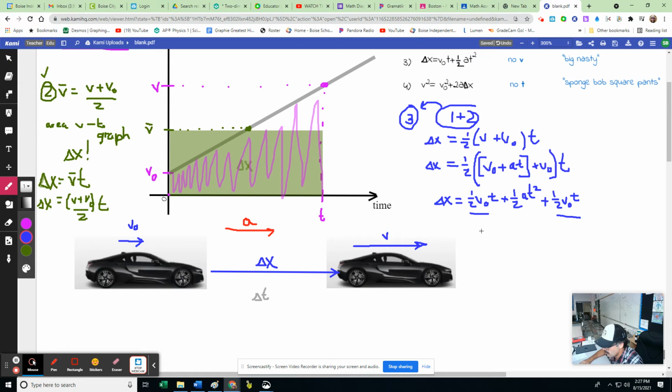2 halves is a whole. So let's rewrite this and simplify a little bit. Delta x is going to be equal to a whole VOT because we're adding 2 halves together. And then we have this little bit left over, and that's our big nasty equation, equation number 3 up here.